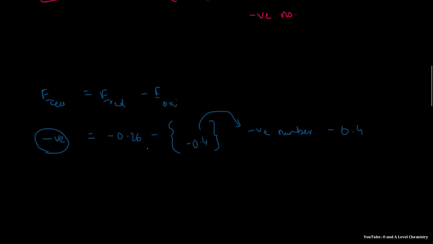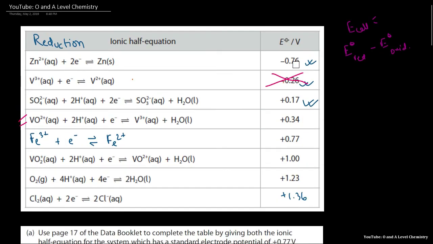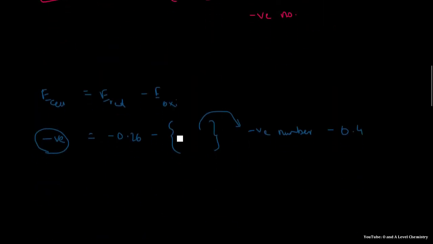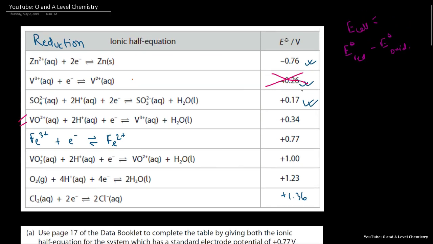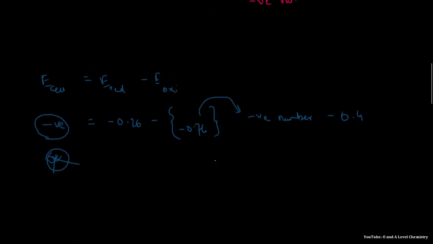So it can be negative 0.4. If I put negative 0.4, then negative, negative, and this guy becomes positive. So I know that the other negative number here is 0.76. If I put negative 0.76, this thing becomes positive, but that reaction doesn't happen. So it cannot be this one, it cannot be this one. So the only option you're left with is positive 0.17.